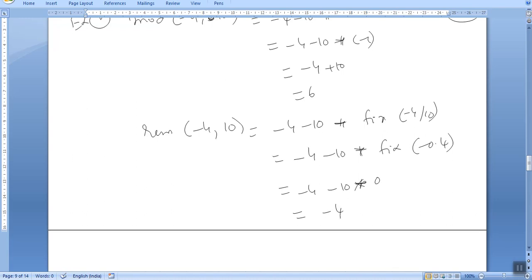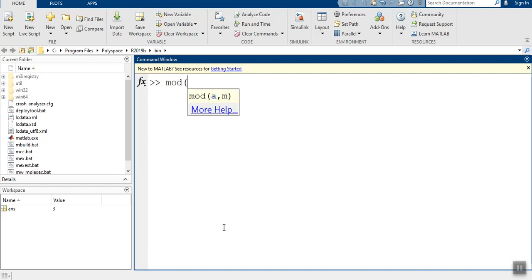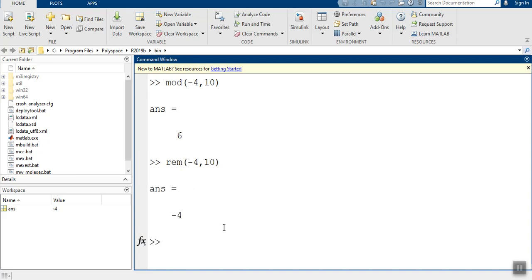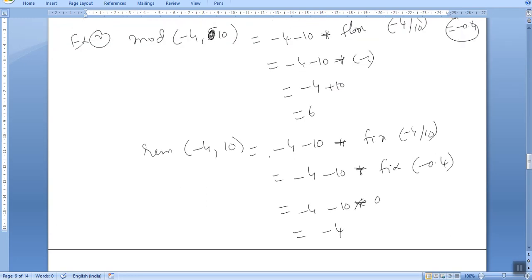Okay, I will give you CLC, mod of minus 4 comma 10. So value is 6. Remainder function of minus 4 comma 10, you will get minus 4. So you should know the difference between these two. So in the similar way, try for another.